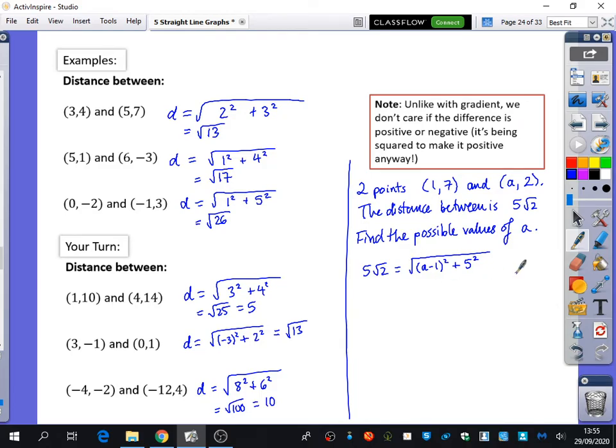So I'm going to square both sides. If I square this side, I'm going to do 5 root 2 times 5 root 2, which is how much? It's 5 times 5, which is 25, times root 2 times root 2. The root 2 times root 2 is just 2, so you've got 25 times 2, which is 50. So this is 50, because that's 5 root 2 squared, and I've just got rid of the square root sign here. So it's just a minus 1 squared plus 25.